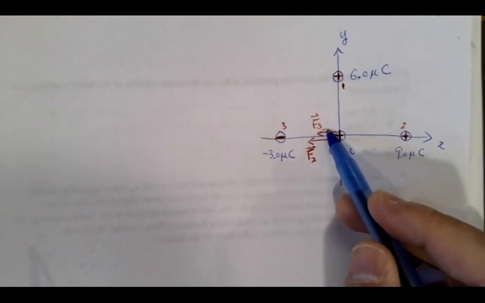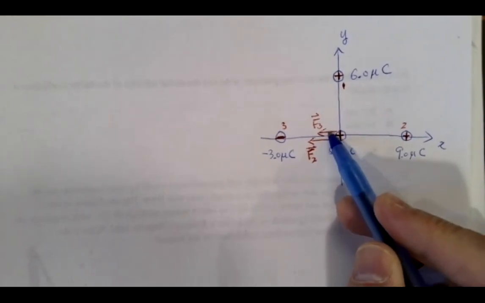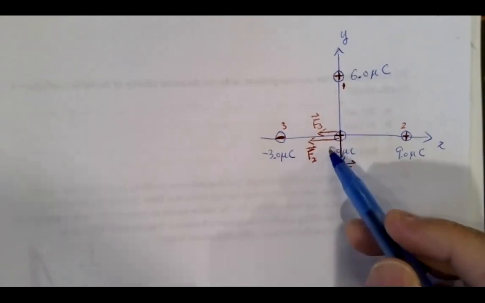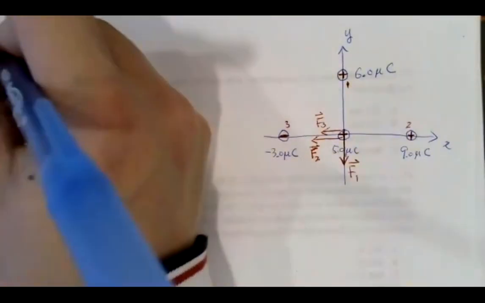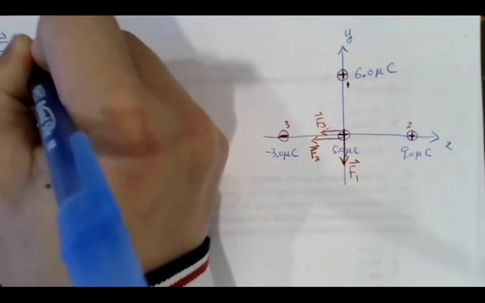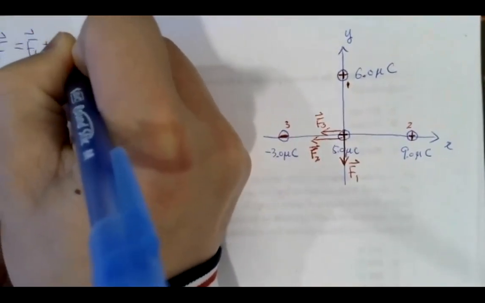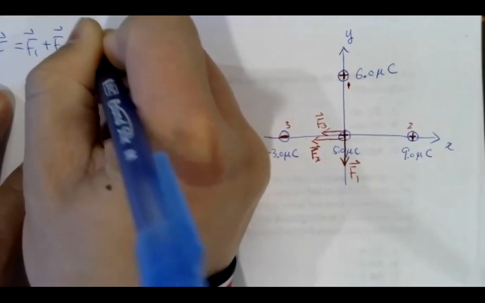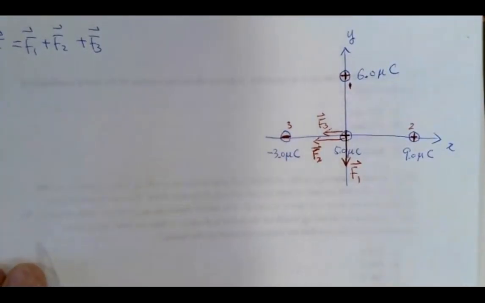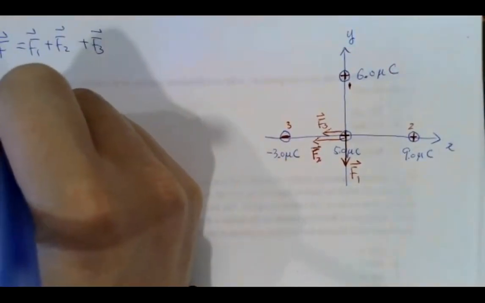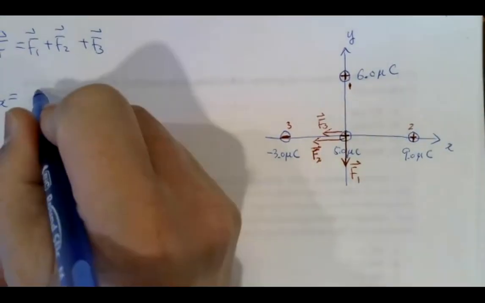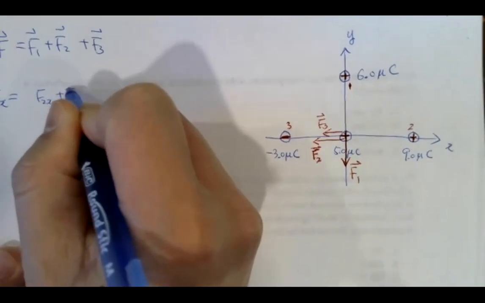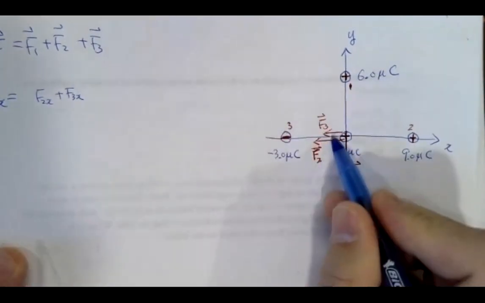Okay, now these two are in the negative X direction, so that will be the X component of the total force. You just add those two up. Okay, so then you can put that F total is equal to F1 plus F2 plus F3. Okay, so F total X would be equal to the F2x plus F3x.